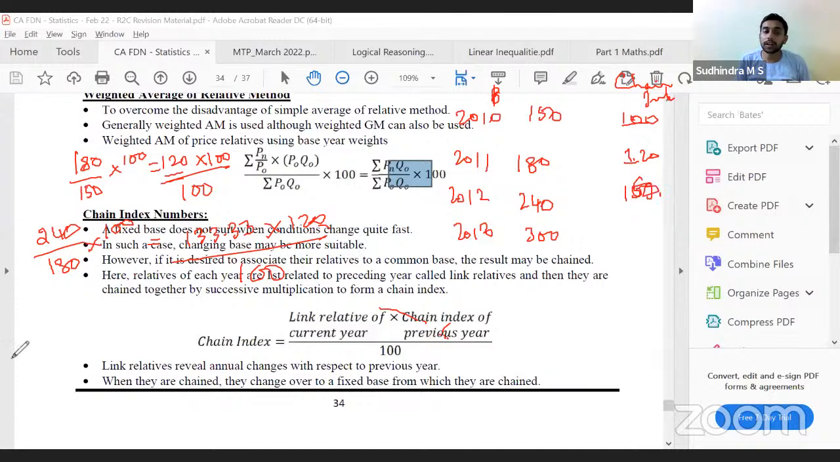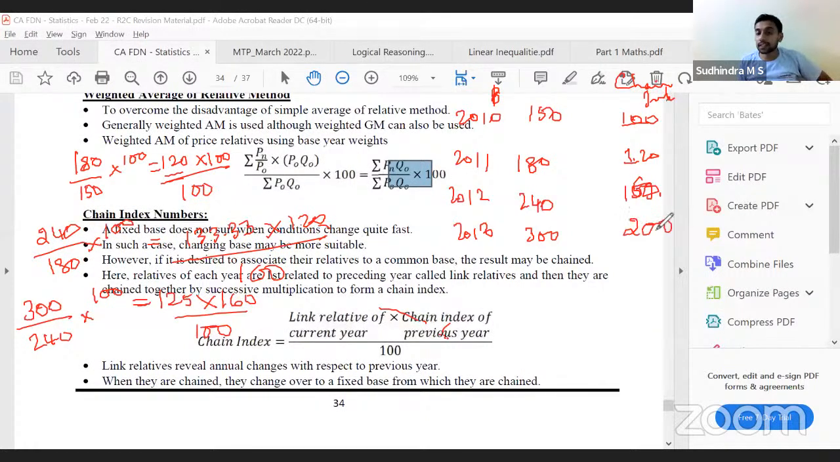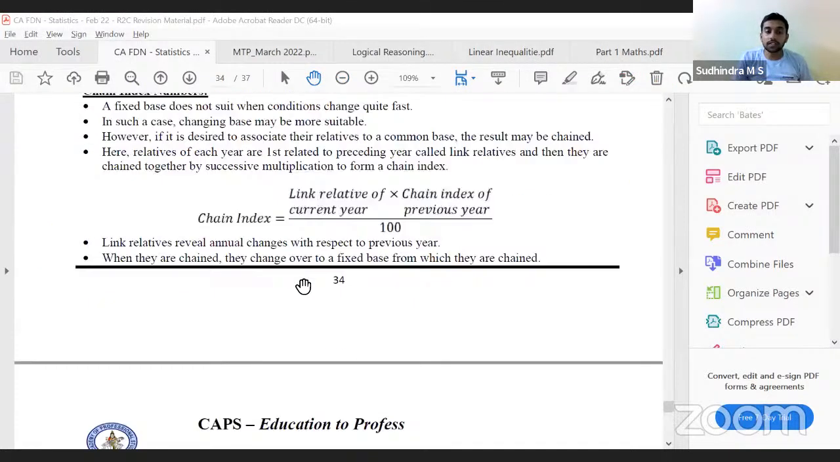Then next one, what is the link relative? 300 divided by 240 into 100, which is 125. 125 into chain index of last year, 160, divided by 100, gives 200. So this is chain index numbers. Clear with this? Yes.